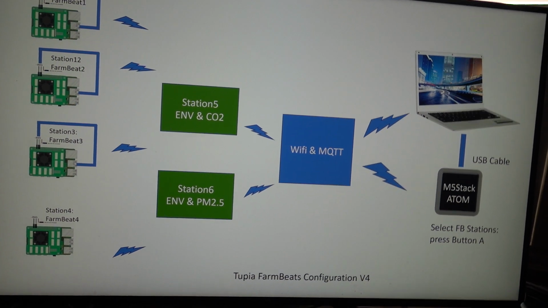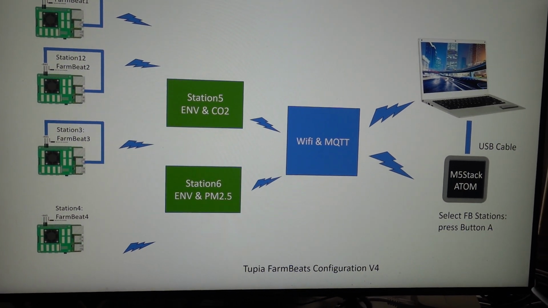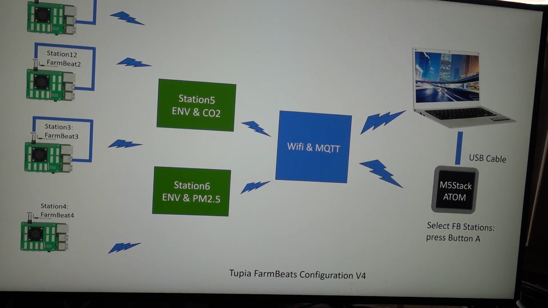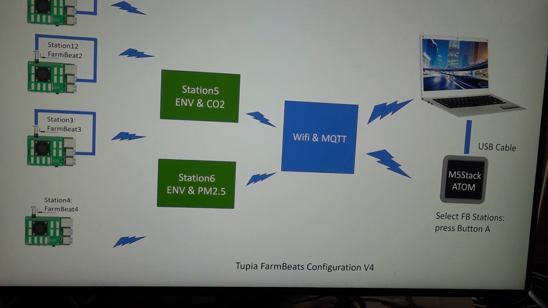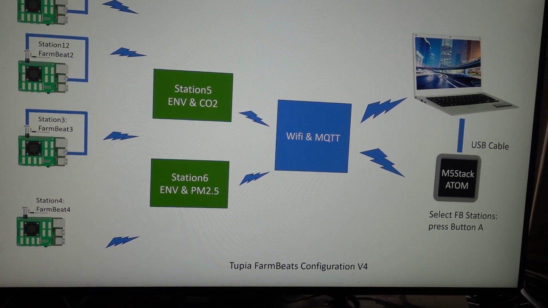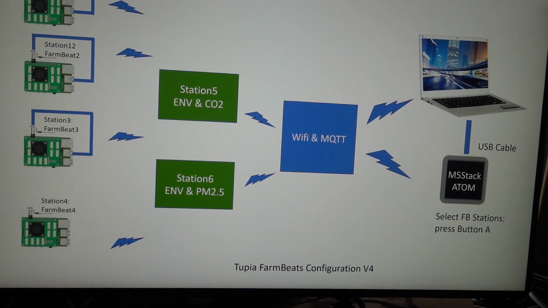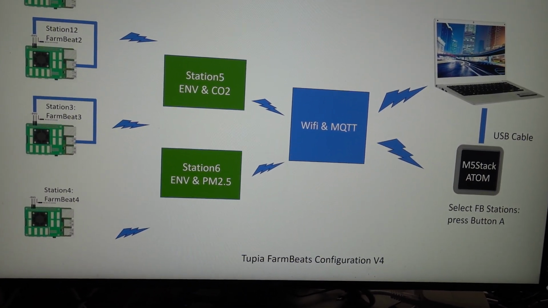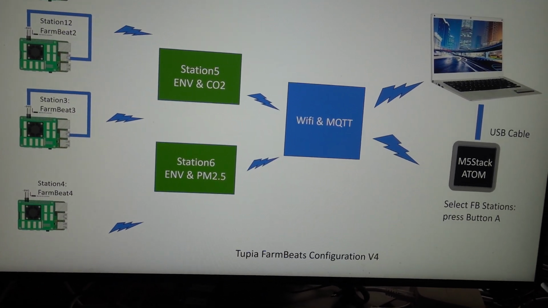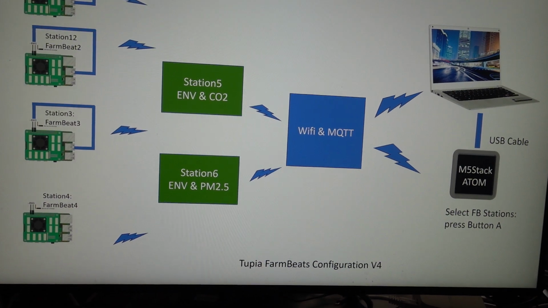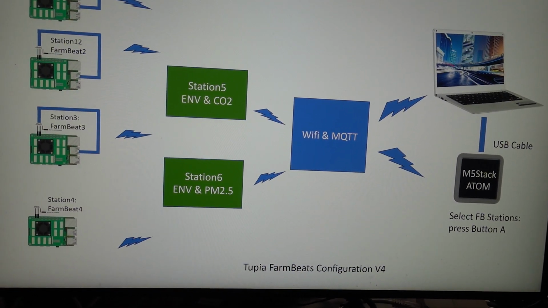And the next configuration, which I wanted to talk about today, is Station 5 and 6. So Station 5 adds carbon dioxide monitoring with environmental monitoring, and Station 6 adds environmental monitoring with particulate matter measurement, and it sends all that via MQTT to Microsoft Excel.